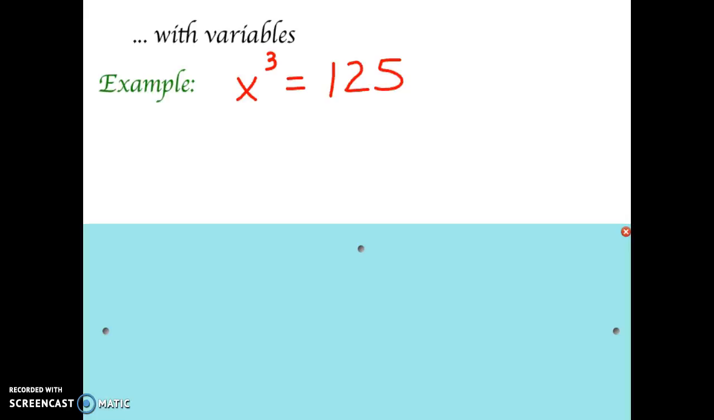Now, if we move on to ones with the variables, you'll see how this is going to start coming into play when we have to solve equations. We would start with our radical symbol. We keep our index. The answer becomes the radicand. And note the x, which was the base, will now become our answer. So we'll be able to solve for x.